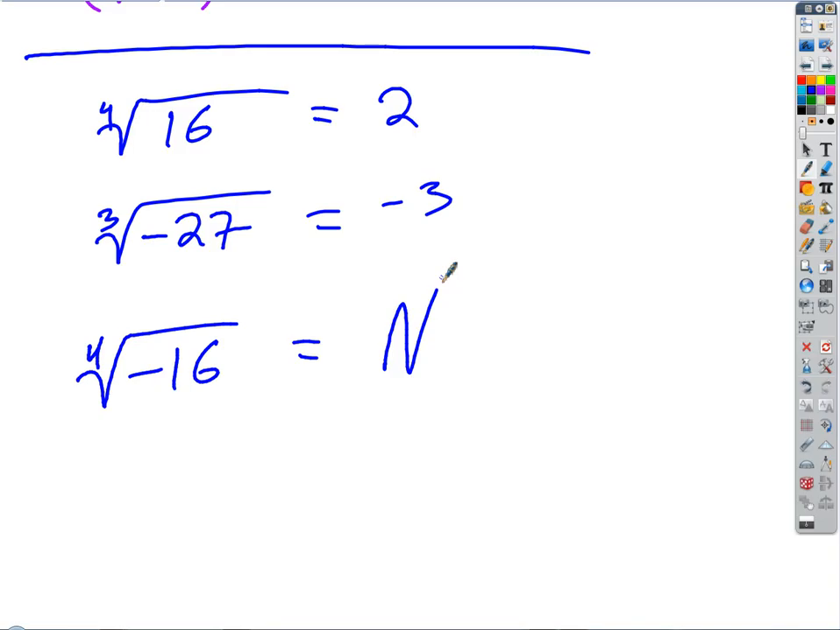If it's an even root, if the index of the radical is an even number, then you can't take that root of a negative number. Way at the beginning, we used to say you can't take a square root of a negative number, but what we really meant was you can't take any even root of a negative number, including a square root, right? So that doesn't work.